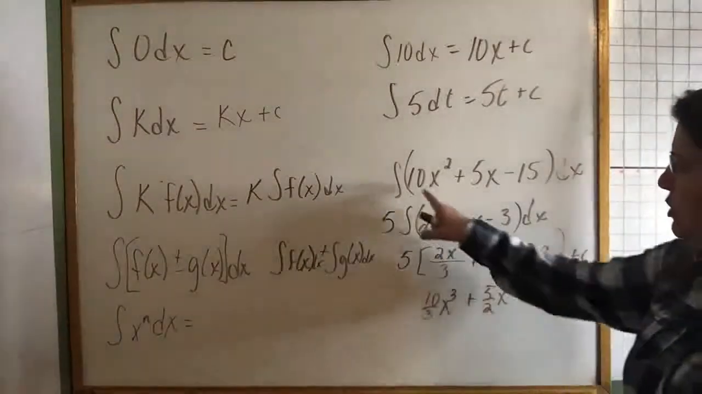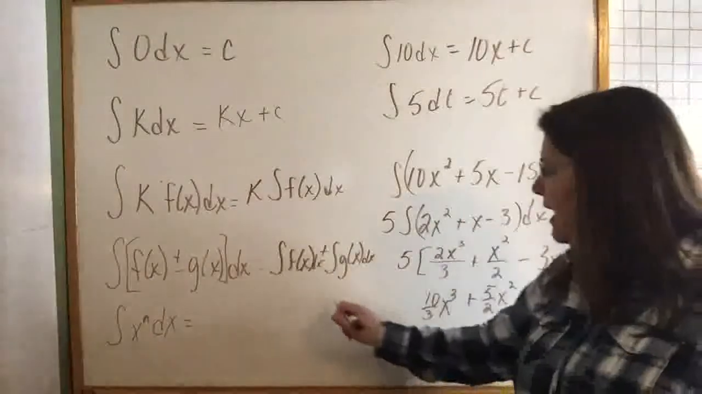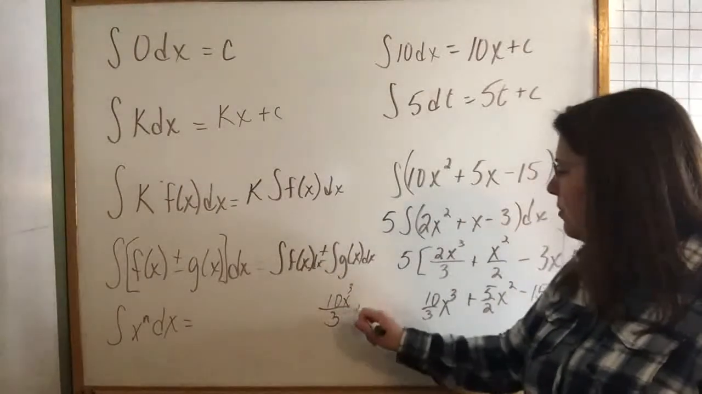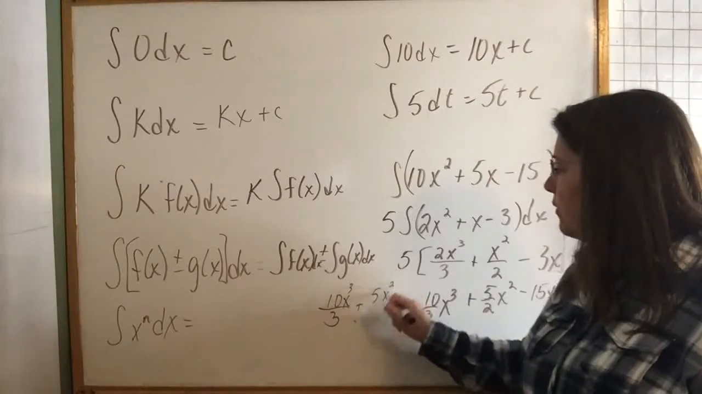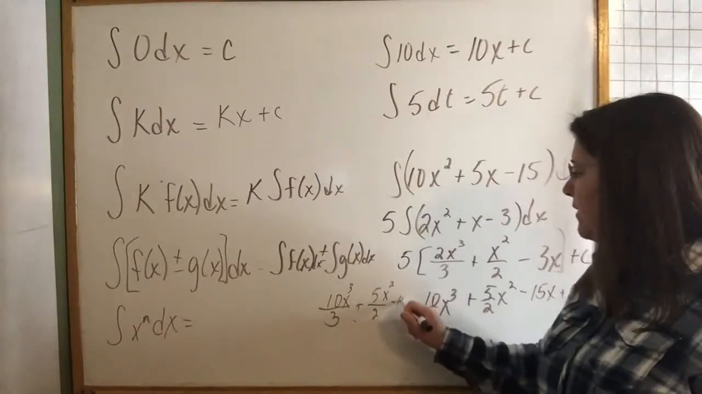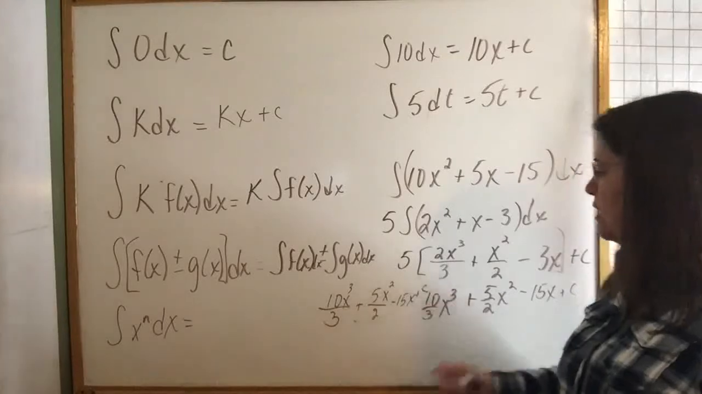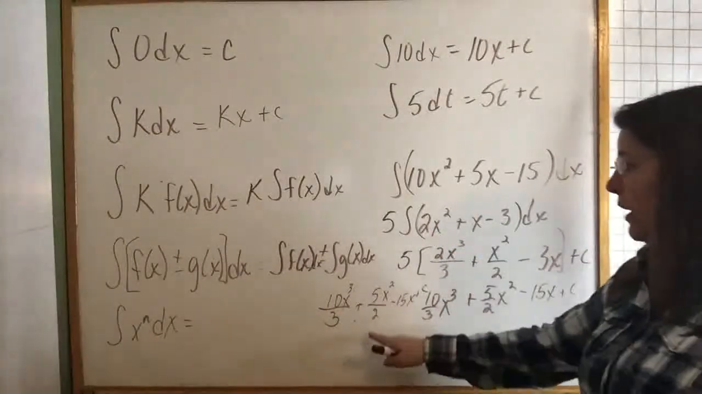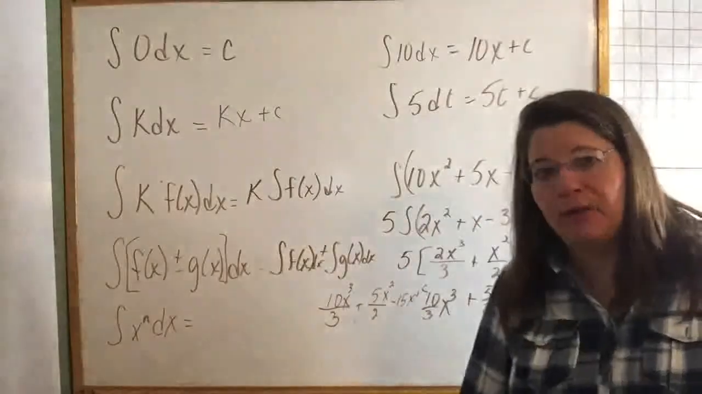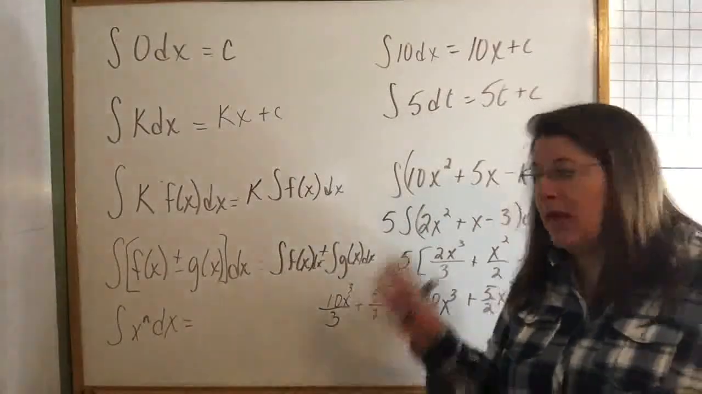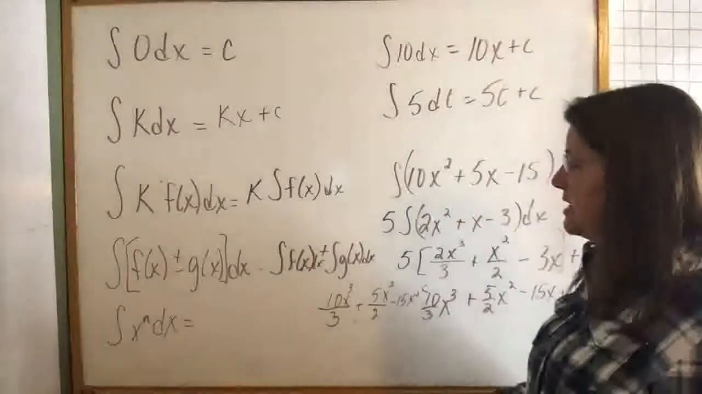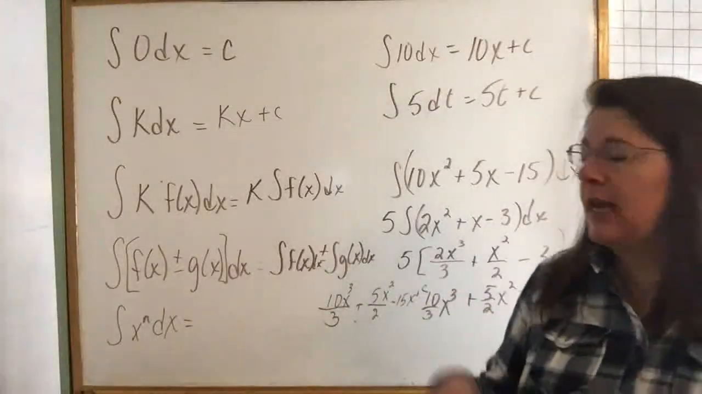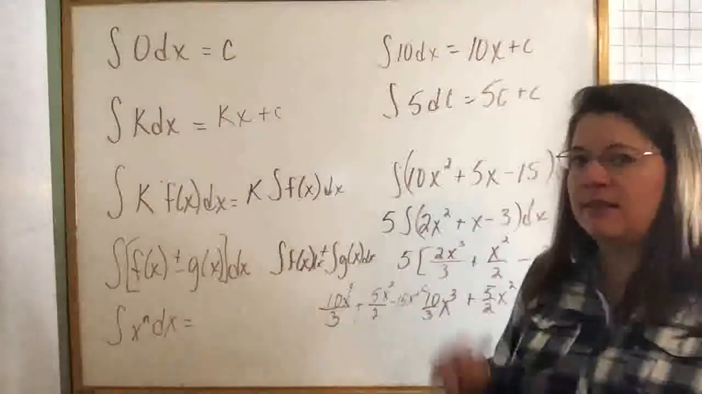But if I were to do this without taking the 5 out, I would have a 10x cubed over 3 plus a 5x squared over 2 minus 15x plus c. And you can see it's the same thing. We did it probably quicker not taking the 5 out for that one, but I wanted you to see that it is the same thing even if you bring a constant out. And again, there will be times when it is easier to bring it out, but that's another lesson.